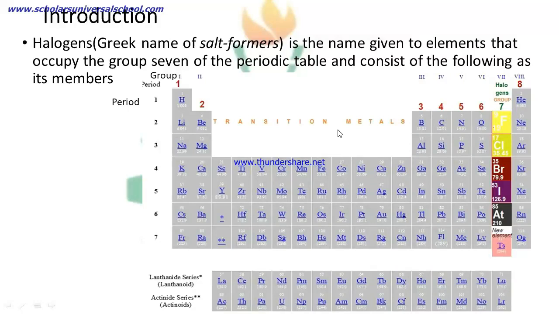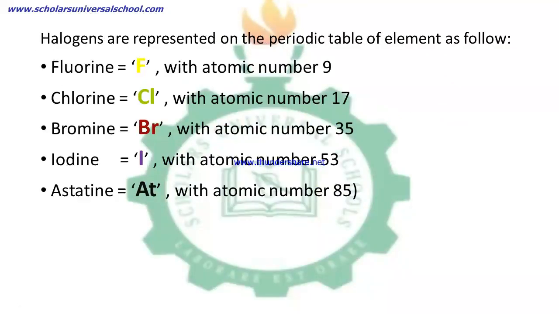The halogen family consists of the following elements: fluorine, which is represented as F with atomic number of 9, chlorine represented as Cl with atomic number of 17, bromine represented as Br with atomic number of 35, iodine represented as I with atomic number of 53, and astatine represented as At with atomic number of 85.